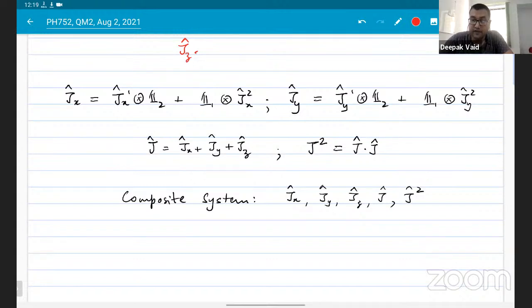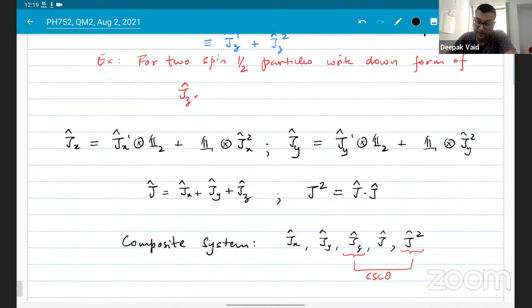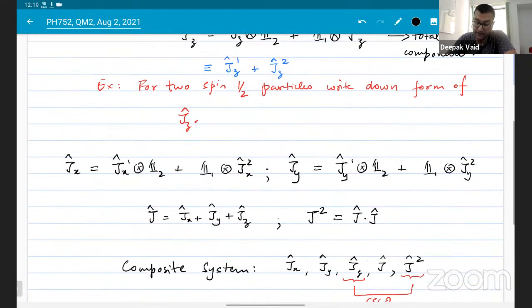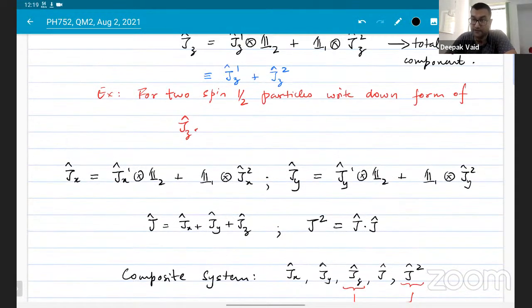My states have to have labels. Those labels are going to be simultaneous eigenvalues, right? Simultaneous eigenvalues means that I need a complete set of commuting operators. And it turns out, and this is very important, that when you look at these composite operators, Jx, Jy, and Jz, and full J and J square.